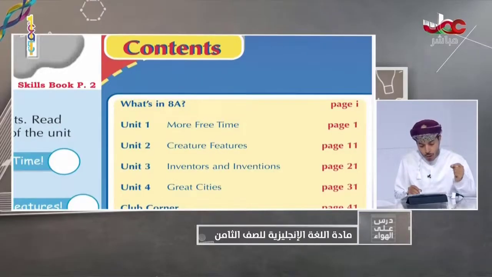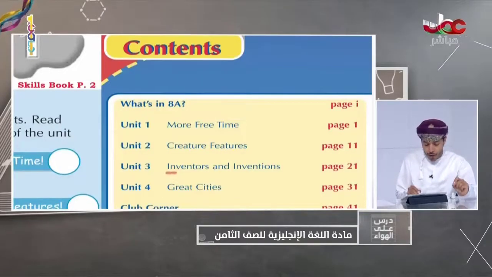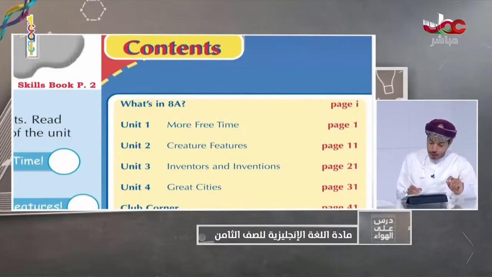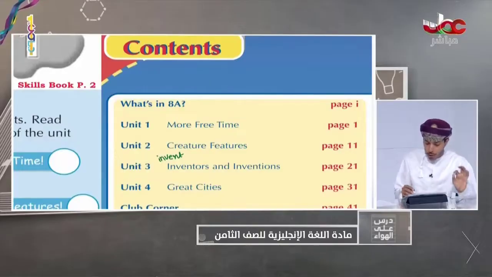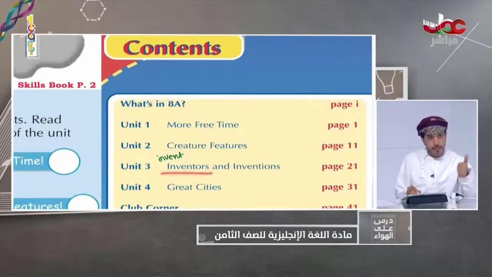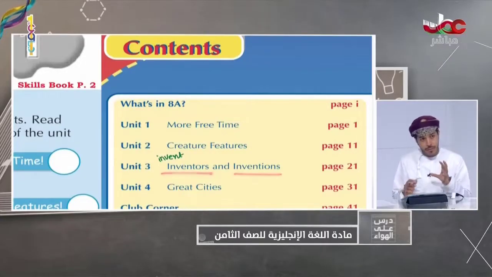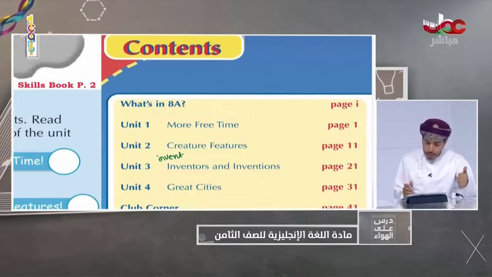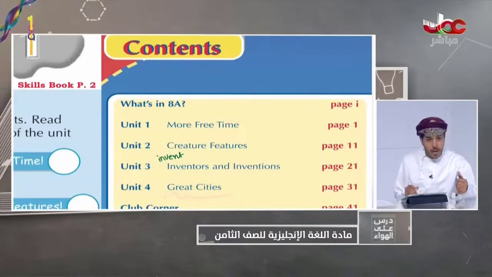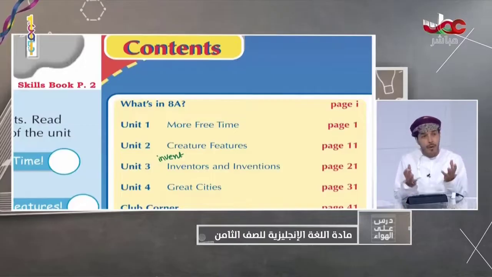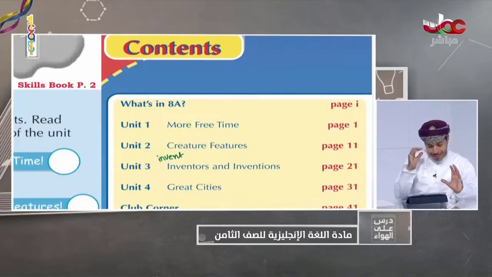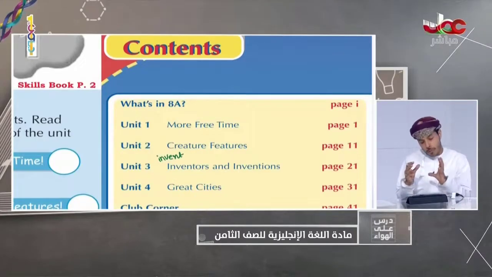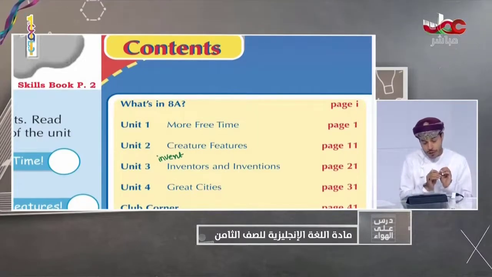Then we will move to talk about Unit 3, which is about inventors, and this word comes from the verb to invent. Okay, to create something or to make something new. And so we have here inventors as people and inventions as the things. And then we will move to Great Cities, and we have our beautiful city, which is Muscat, for example, as a great city or the capital city of Oman. So just put these titles in mind, because we want to move to the first activity.